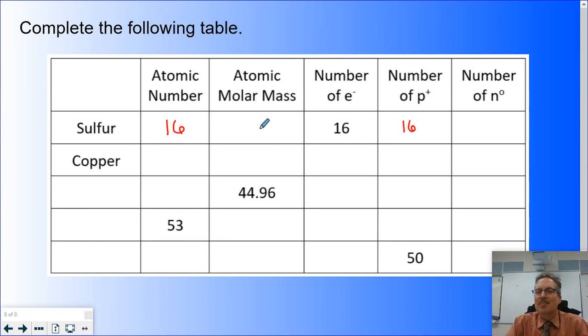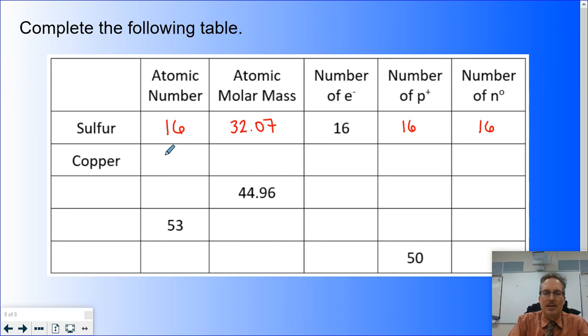Now, the mass number when I look it up for sulfur is 32.07. So I'm going to write down the full mass number, and we're going to round this to the nearest whole number, 32. So protons plus neutrons equals mass number. So 16 plus what equals 32? Gonna be 16. 16 protons plus 16 neutrons equals 32 mass number. Okay, again, if it was me, pause the video, try the next 4 for yourself, unpause the video when it's time to check your work.